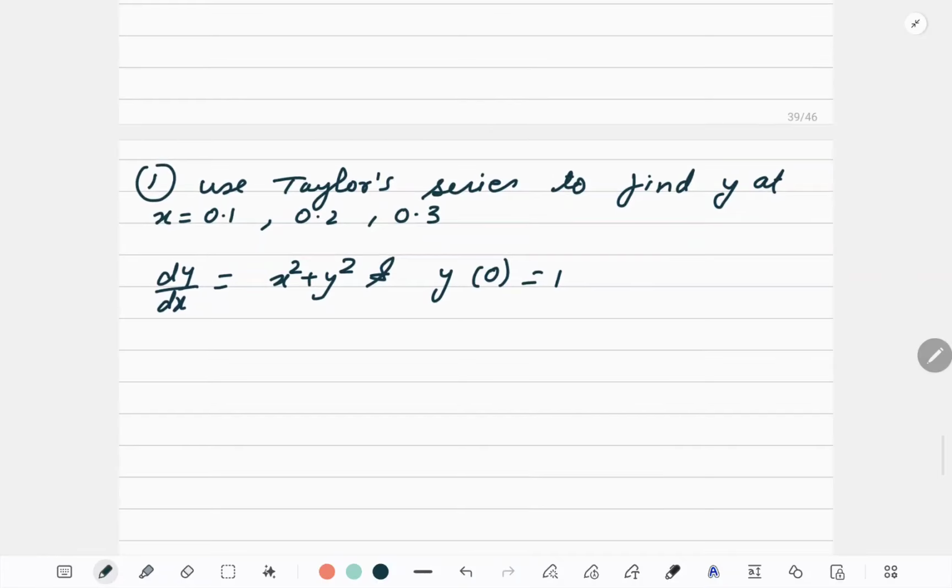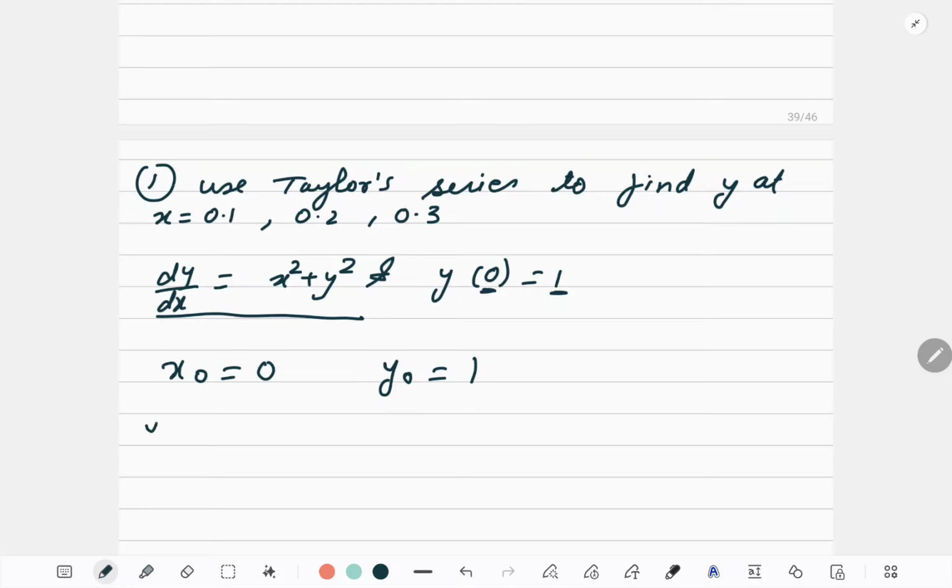Look at this question. Use the Taylor series method to find y at x equal to 0.1, 0.2 and 0.3. Let us start with this question. The first given thing is this. Apart from this, x0 is equal to 0 and y0 is equal to 1. This is x0 and this is y0. So now let us start.